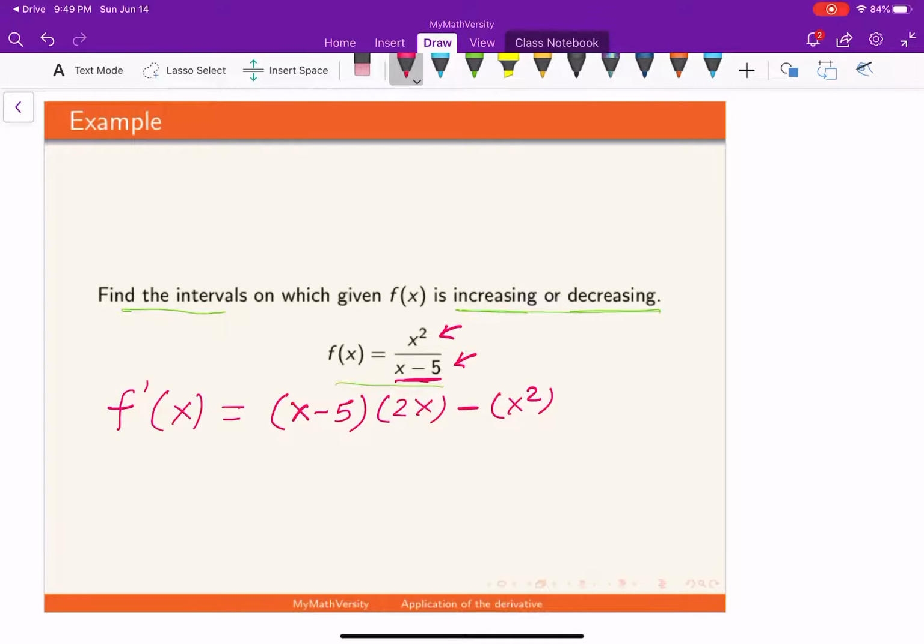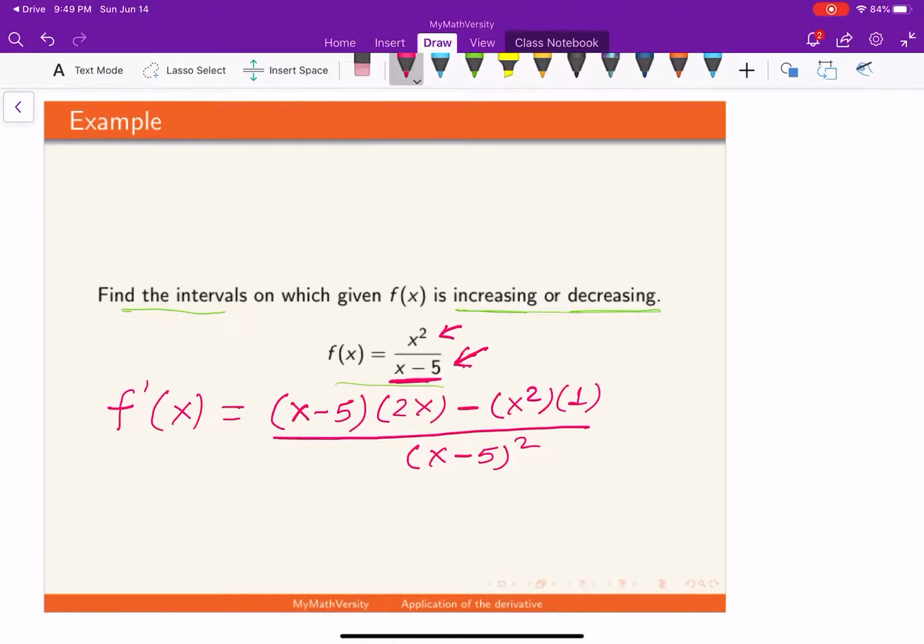So what is the derivative of x minus 5 with respect to x? What is the derivative of x? 1. What is the derivative of negative 5? Negative 5 is a constant, so its derivative is 0. So the derivative of x minus 5 is just 1. So this will be everything on the numerator in the quotient rule, and then everything divided by the square of the denominator of the given function, that means the square of x minus 5. So this is the quotient rule I have applied to find the derivative.